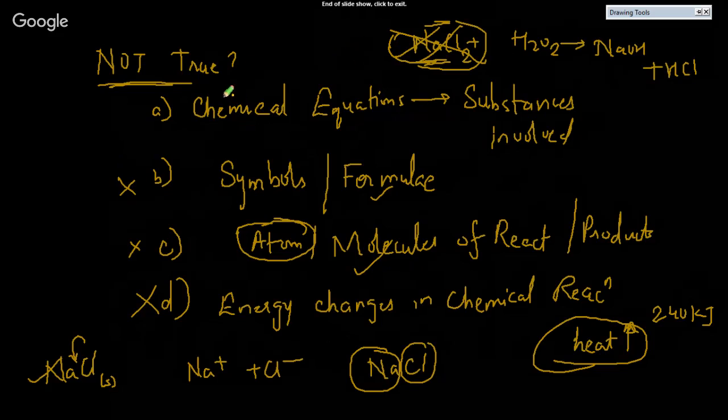The first one says the chemical equation tells us about the substances involved in a reaction, which is true. In chemical equations, we do write the substance name. So only the first option is correct. All the other three are wrong. And the answer was very close. If you really observe this discussion, you'll find that it was pretty close to understanding which was right and which was wrong. So be very careful when you do all of these.